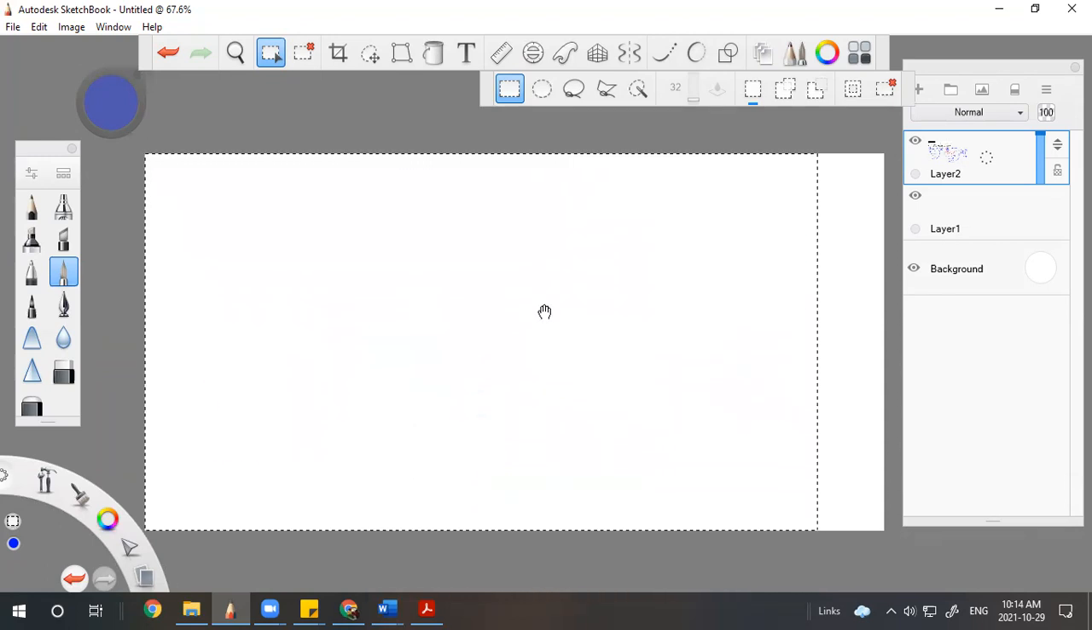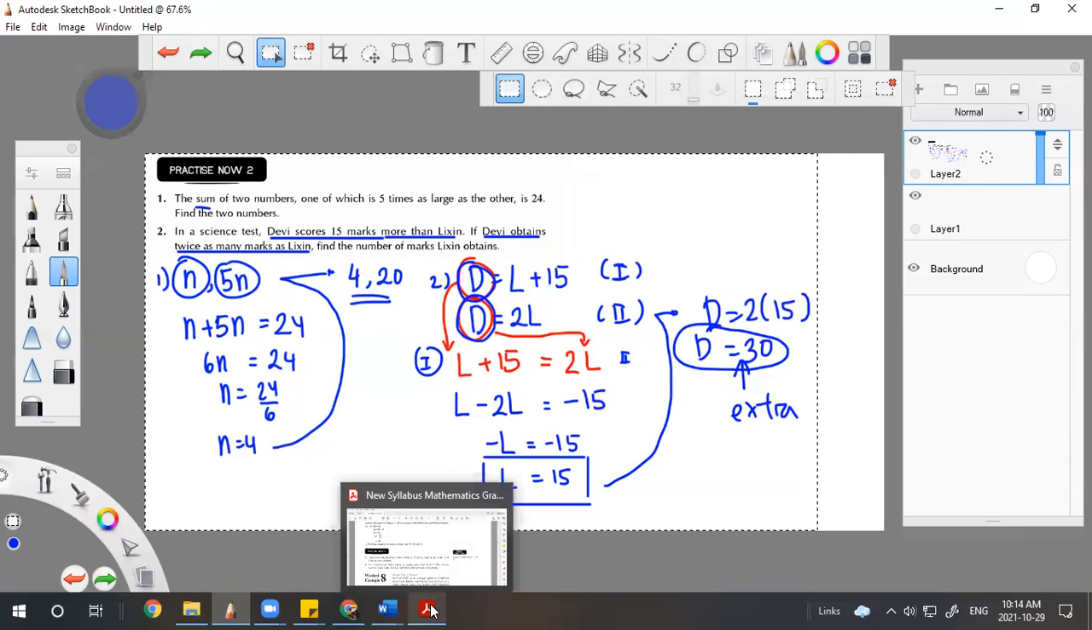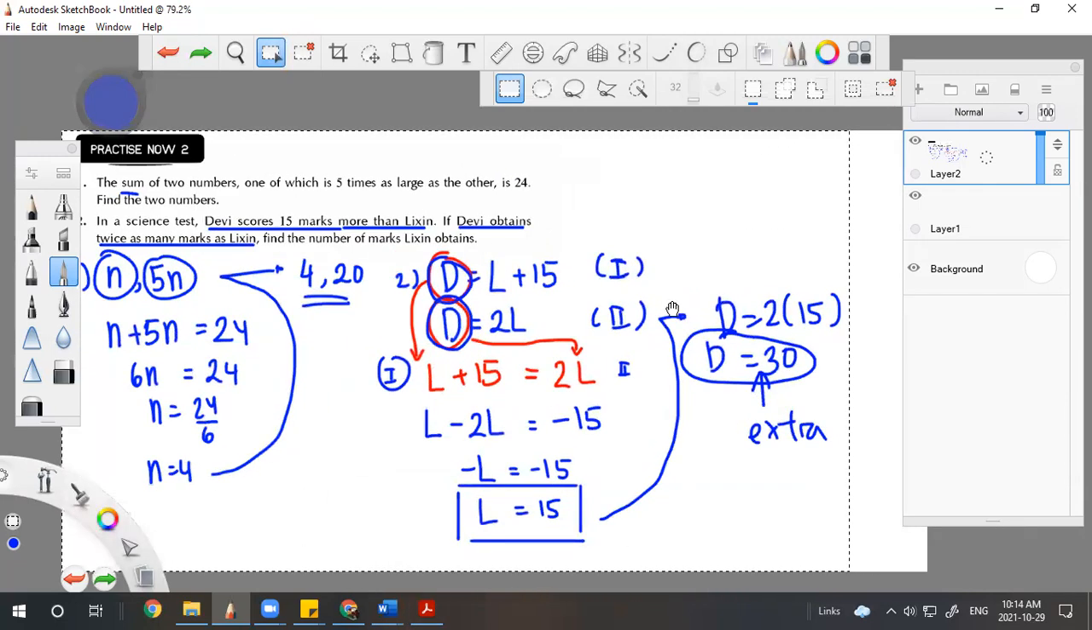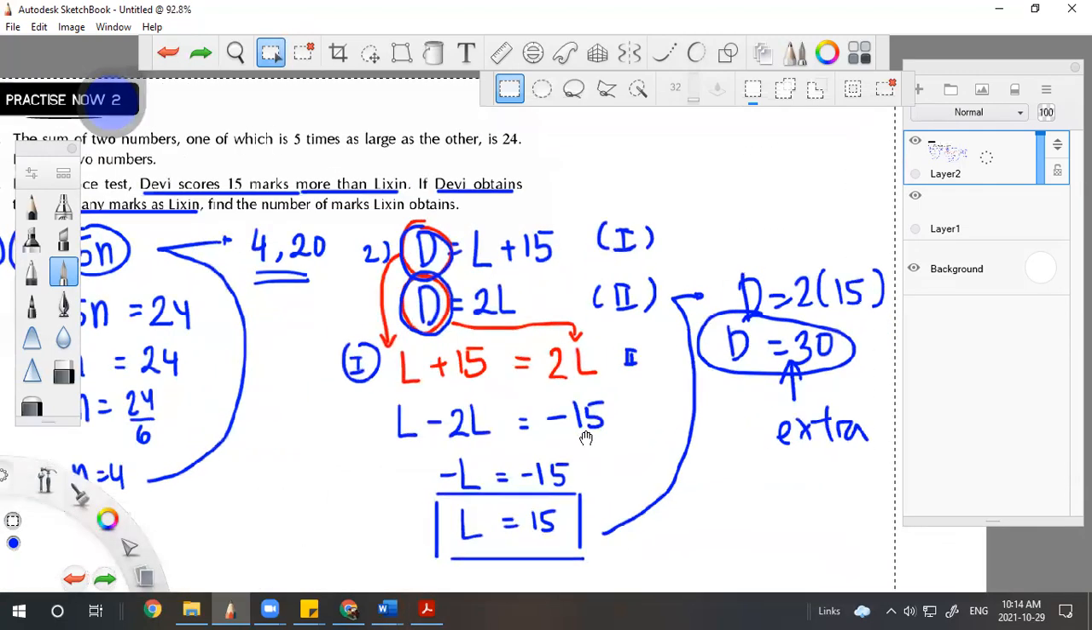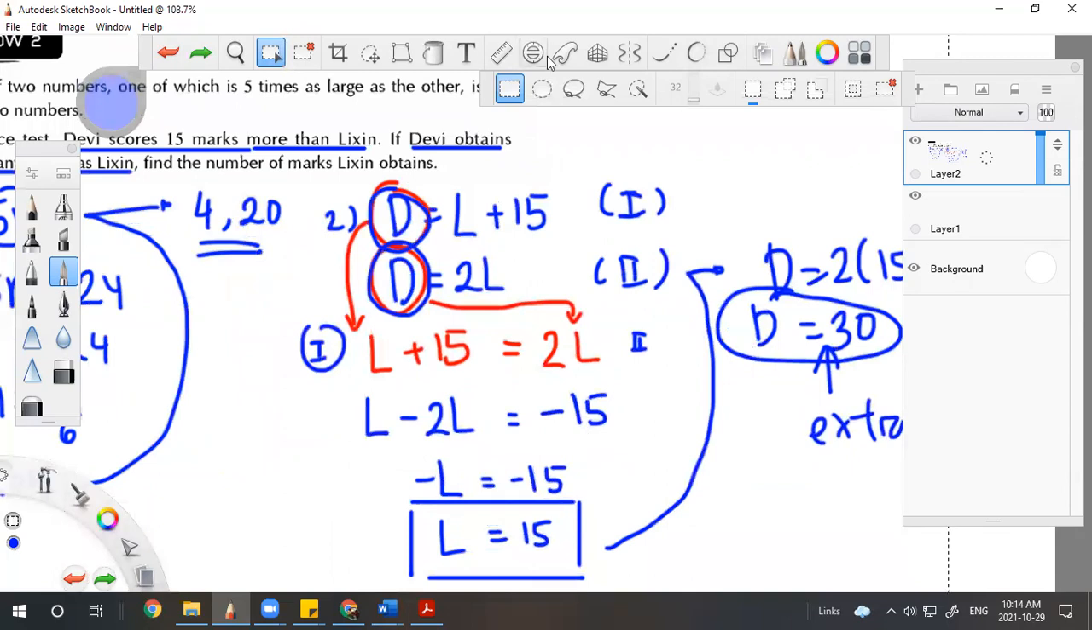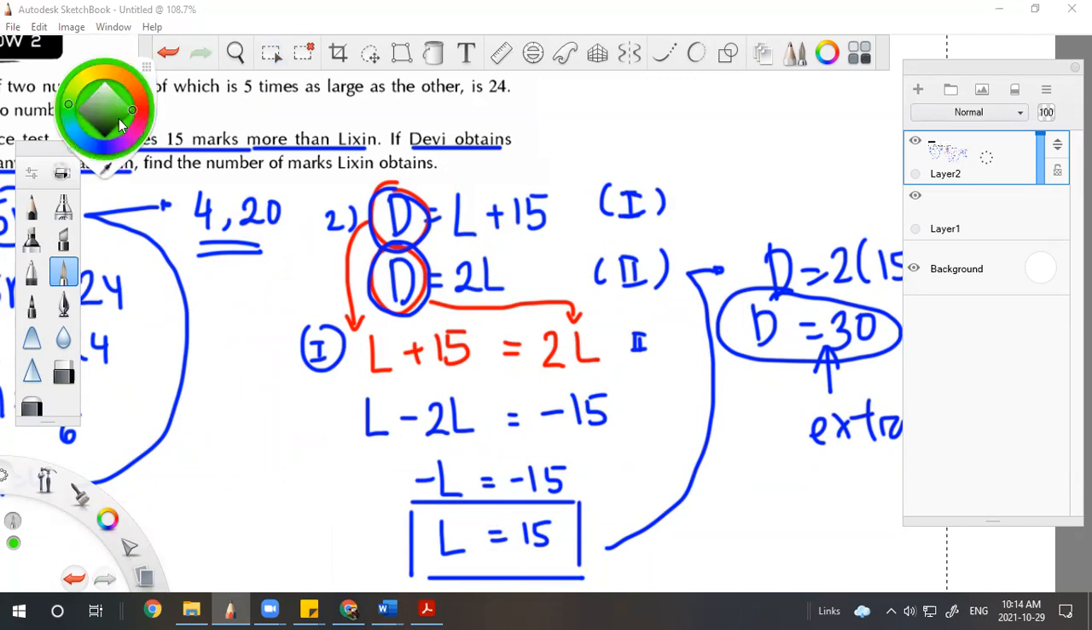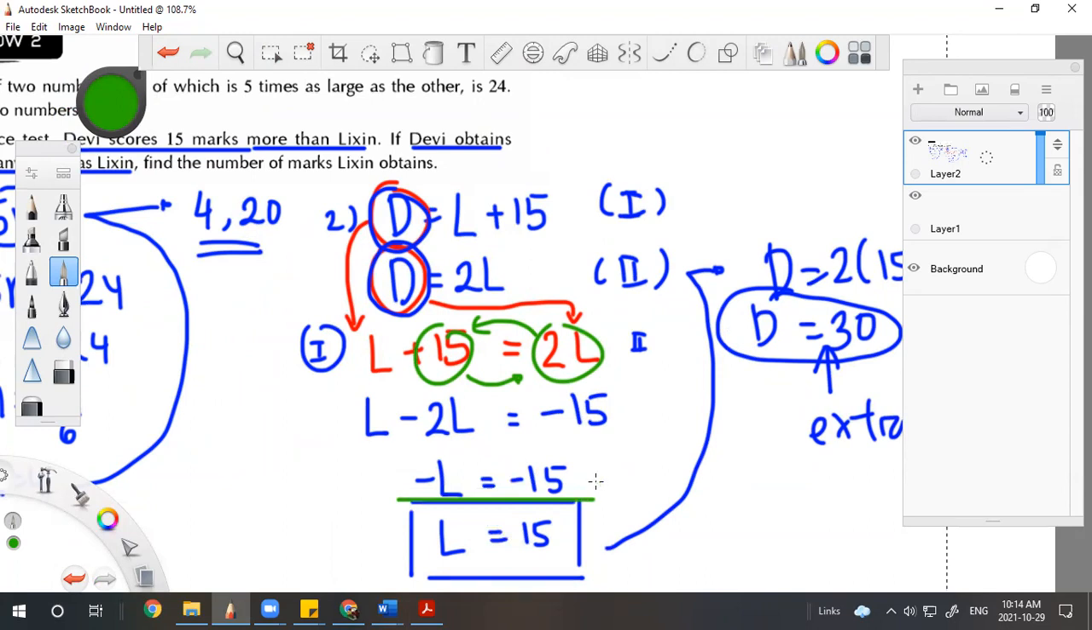Right? Sir, saya masih bingung, sir. Tadi kenapa L minus 2L kok jadi negative 15? Ini kan dipindah-pindah. Ya, you move the algebraic moving. Terus 15 juga pindah jadi negatif kan? Oh, so 1L is equal to 15. Iya, karena ini diapain? Divide by negative 1, right?